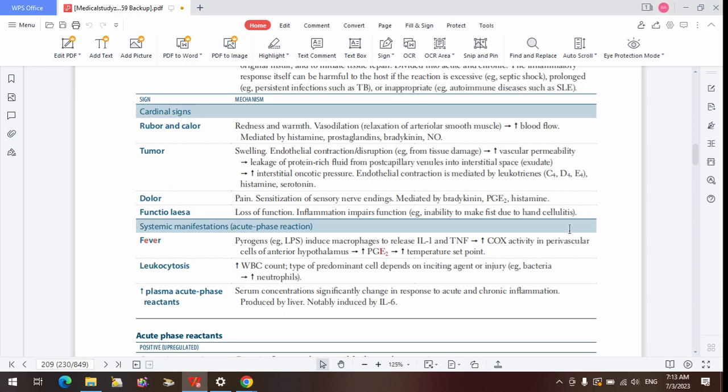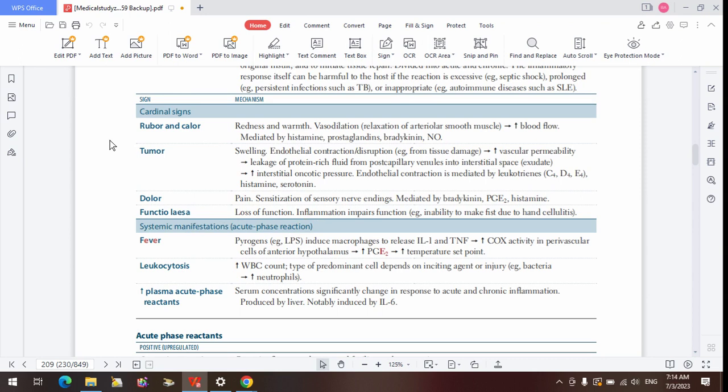And at the end of the day, because of the pain, because of the swelling, you'll not be able to use that region. So that is the last component of the cardinal sign, loss of function or functio laesa. This functio laesa is actually a consequence of all these things that we have mentioned earlier. So the swelling, the pain will not be able to make us use that particular organ that is undergoing inflammation, and there will be impaired activity or impaired use of that organ.